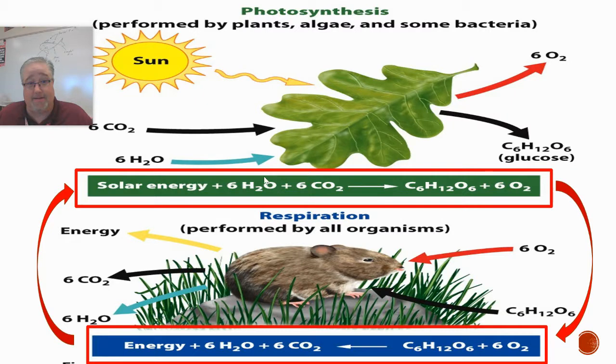The reactants in photosynthesis are really the products in respiration. You notice the arrow here has been flip-flopped. Okay, and vice versa. The products in photosynthesis are the reactants for respiration. So be familiar with this diagram. This is actually a really important one, that we understand the processes of photosynthesis and respiration.